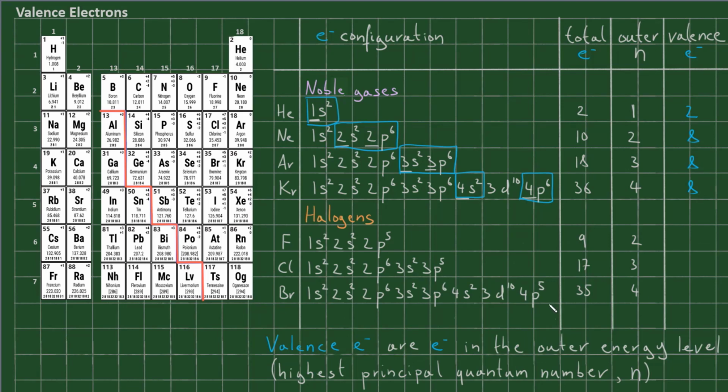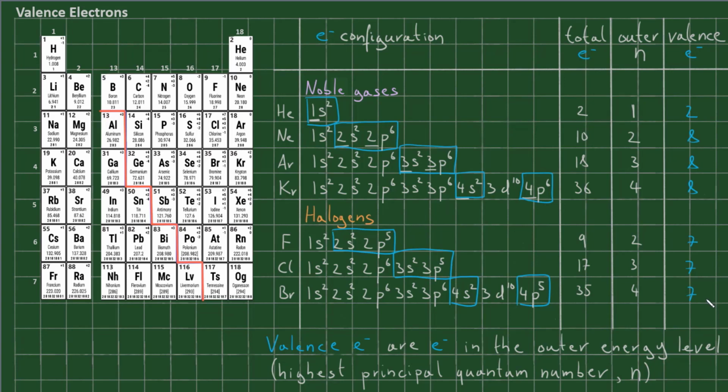Remember, valence electrons are electrons in the outer energy level. So for fluorine, the outer energy level is level 2, therefore we are talking about these 7 electrons. For chlorine, the outer energy level is 3, so we are talking about these 7 electrons. And for bromine, we are talking about the outer energy level 4, therefore these 7 electrons are the valence electrons. Once again, the trend holds. Elements in the same group have the same number of valence electrons.